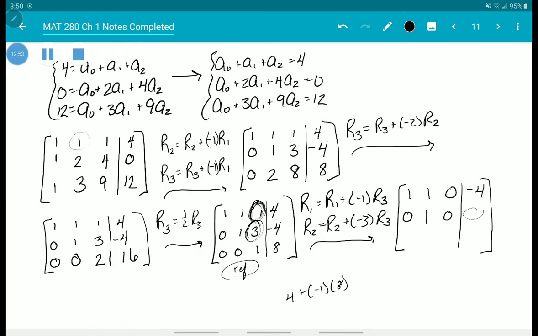And then I'm moving on to this entry. -4 plus -3 times 8. It's a -28. And then bottom row stayed the same.